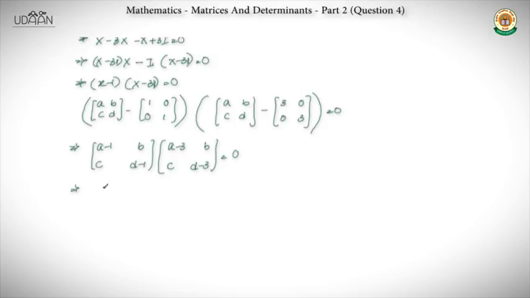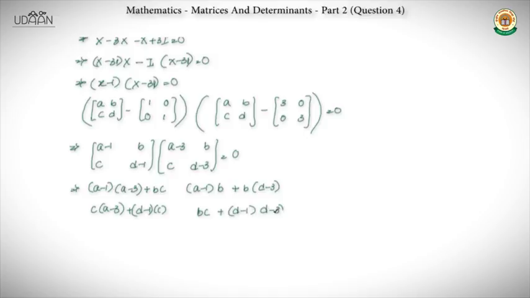And now when I multiply these two, what do I get? A minus 1 into A minus 3, I'm multiplying this row with this column, plus BC. Now this row with this column: A minus 1 into B plus B into D minus 3. Here, this row with this column: C into A minus 3 plus D minus 1 into C. And now this row with this column: BC plus D minus 1 into D minus 3.